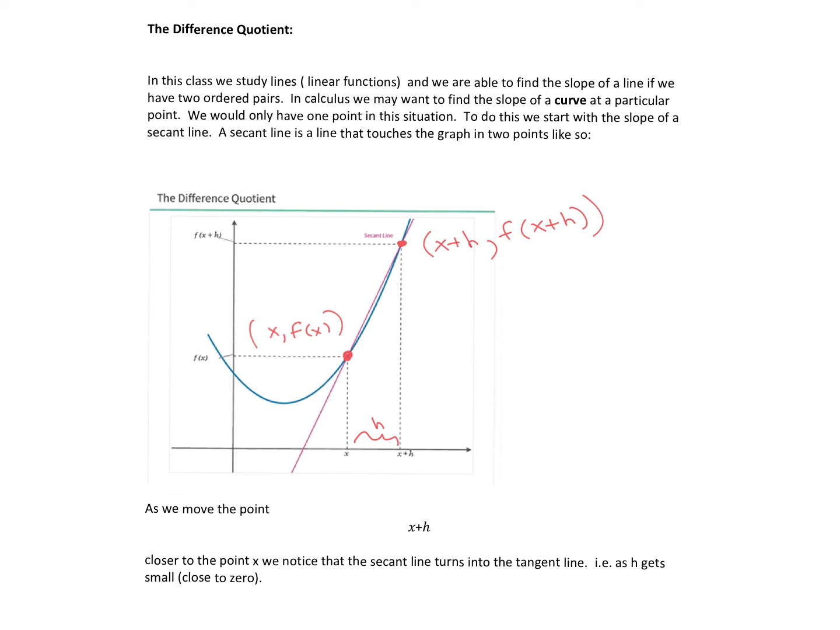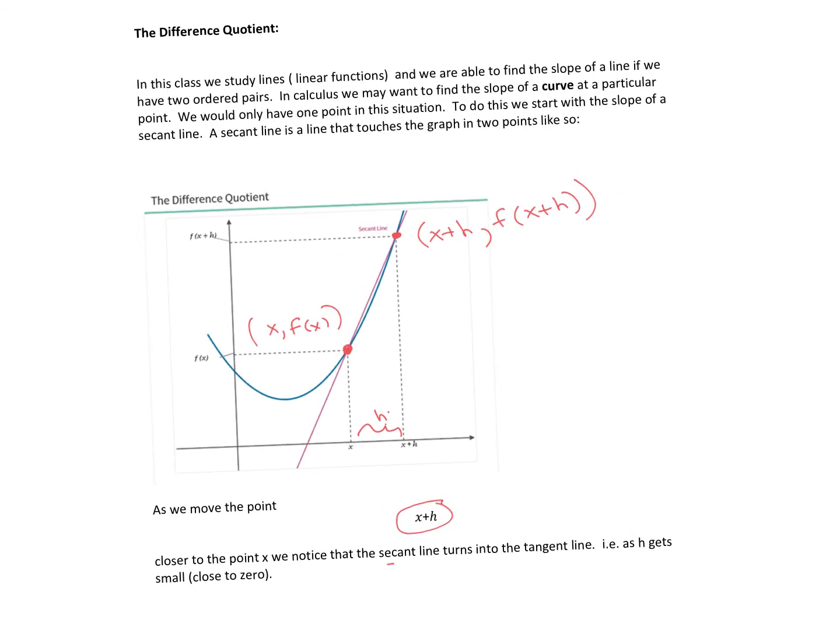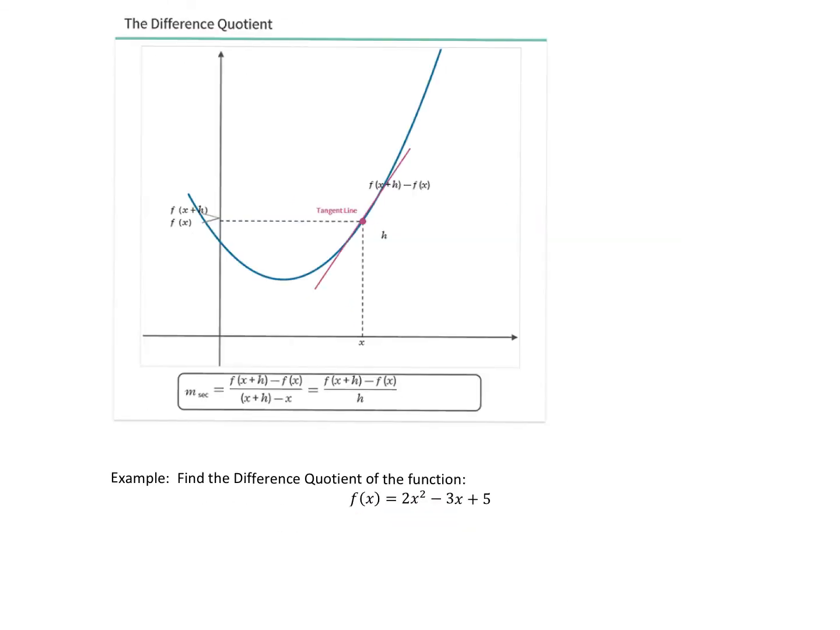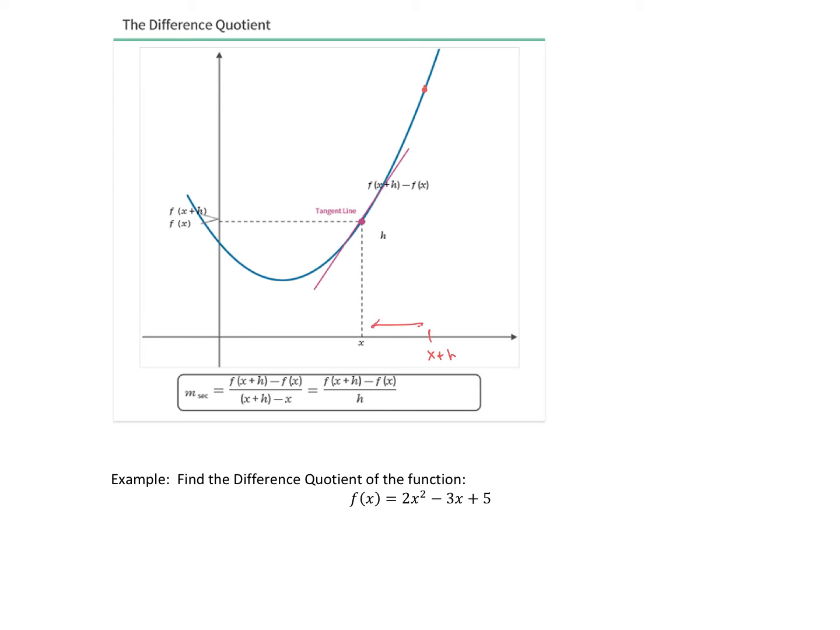As we move the point x plus h closer and closer to the point x, we notice that the secant line actually turns into the tangent line, and that happens as h gets close to 0. So let's take a look at what that looks like. So what does that look like? Well, as we move that point closer and closer, so our point that was here at x plus h, we'll put that in here. As h gets closer to 0, that line actually becomes this line, so close together that we just touch the curve in one point, and that's called a tangent line.